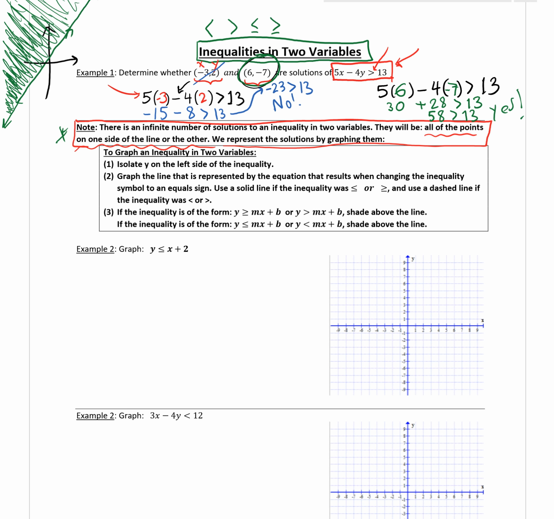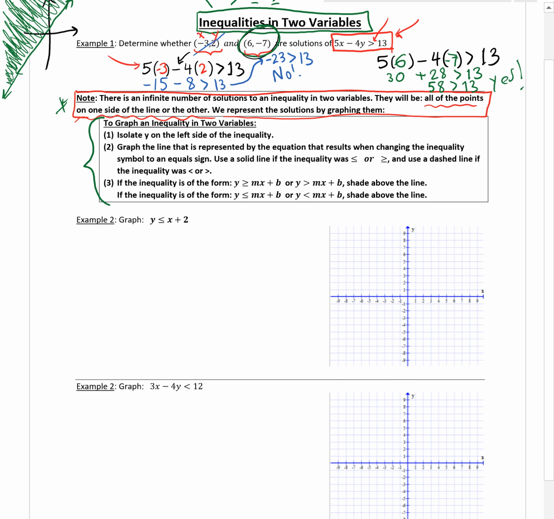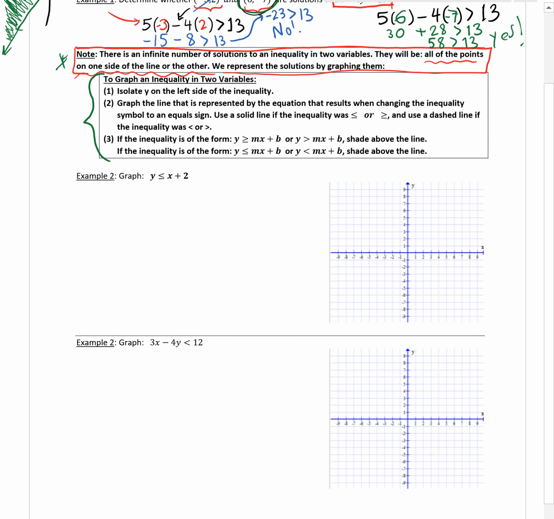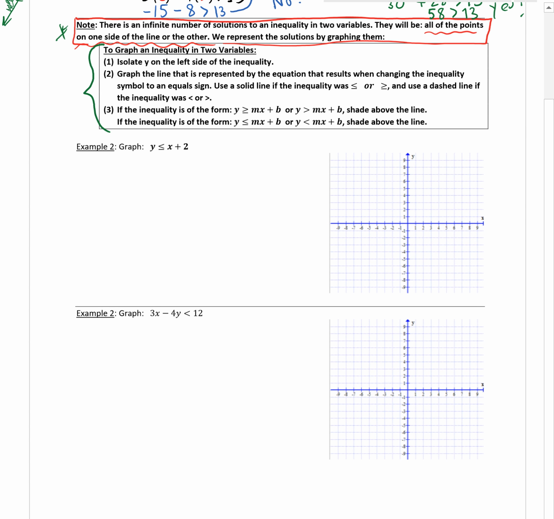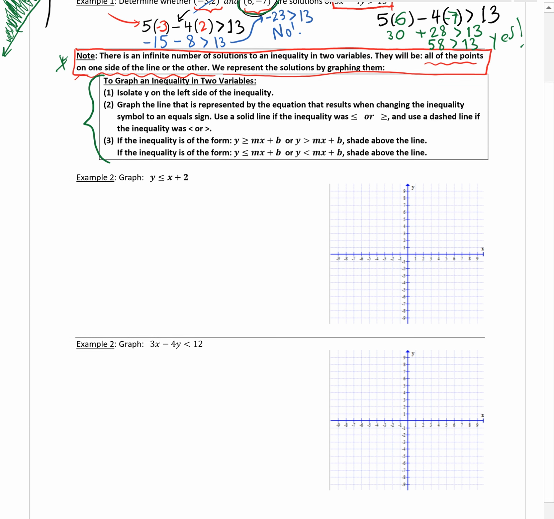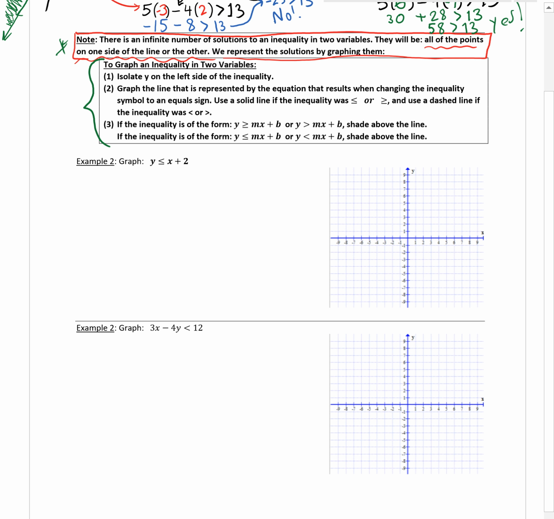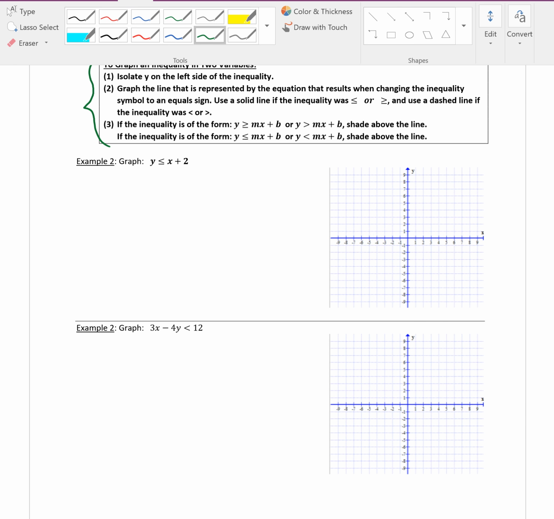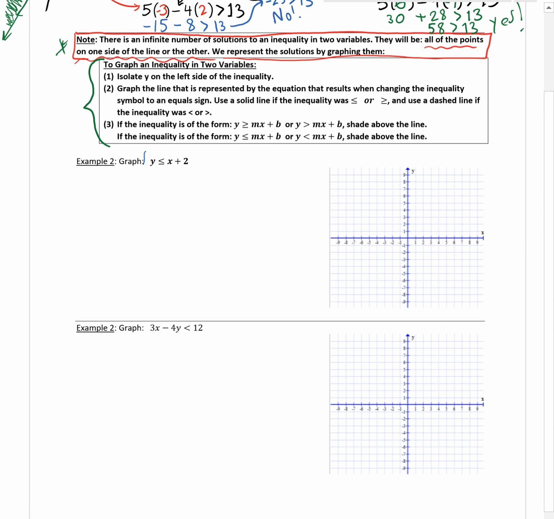So here we have a guideline on how to graph these things. Maybe we'll read them step by step and follow along with the first example to see what that looks like, because sometimes when you just read how to do something in math, it's not clear until you actually do it. So maybe that would be a good idea. In this example, we're supposed to graph y less than or equal to x plus 2. So let's see what those steps say.